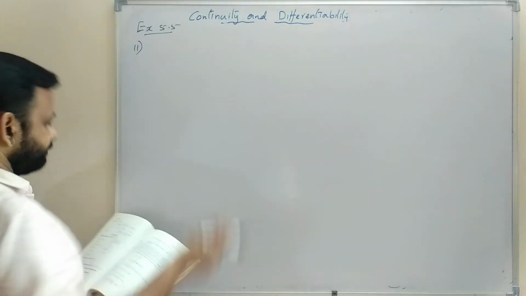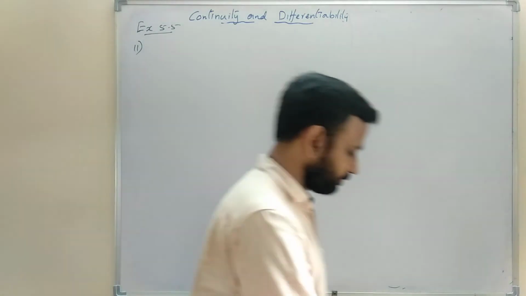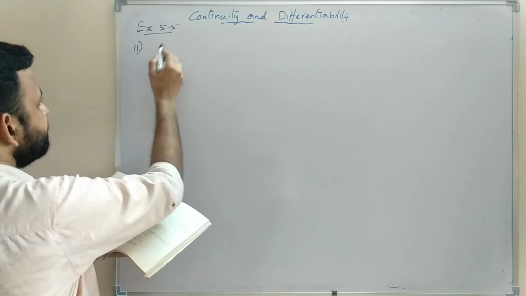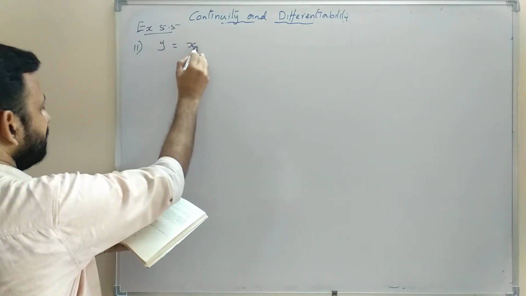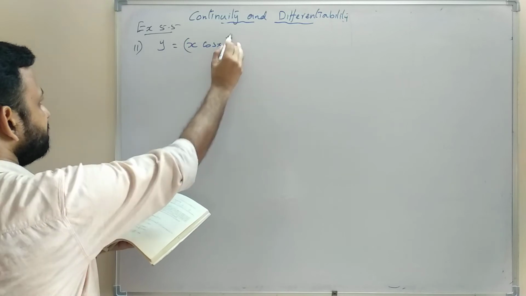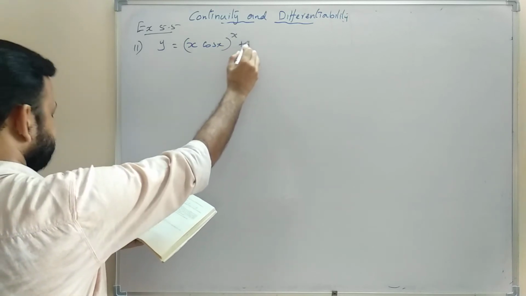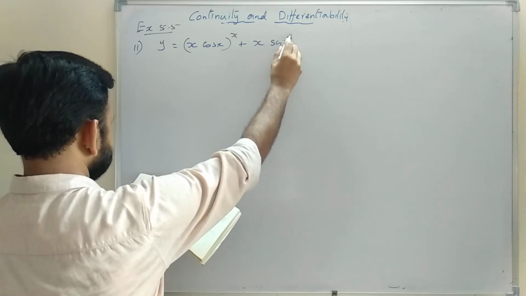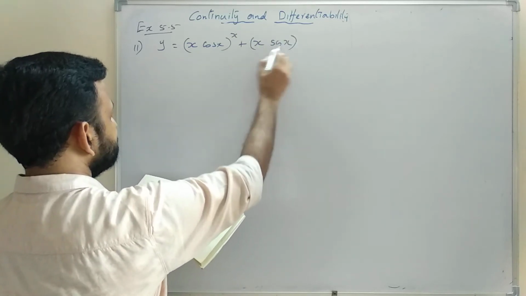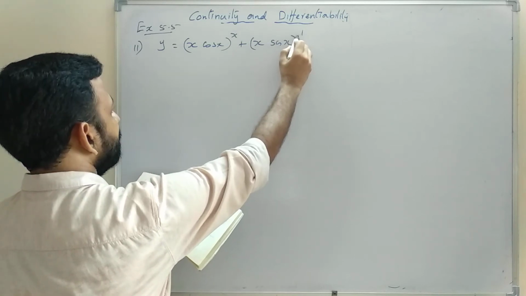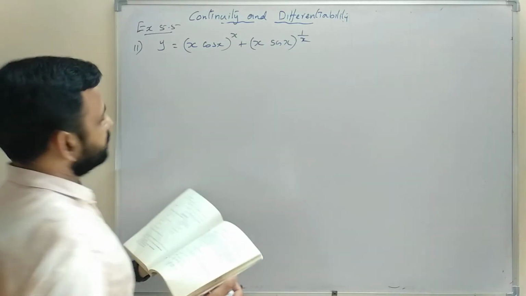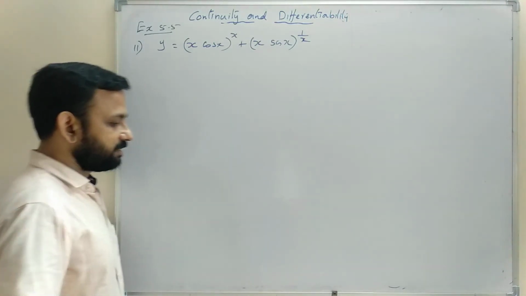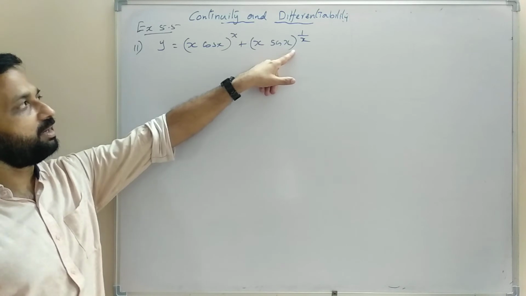Question number 11. The eleventh question is y is equal to x into cos x raised to the power x plus x into sin x raised to the power 1 by x. So the 11th question: y is equal to x cos x raised to the power x plus x sin x raised to the power 1 by x.